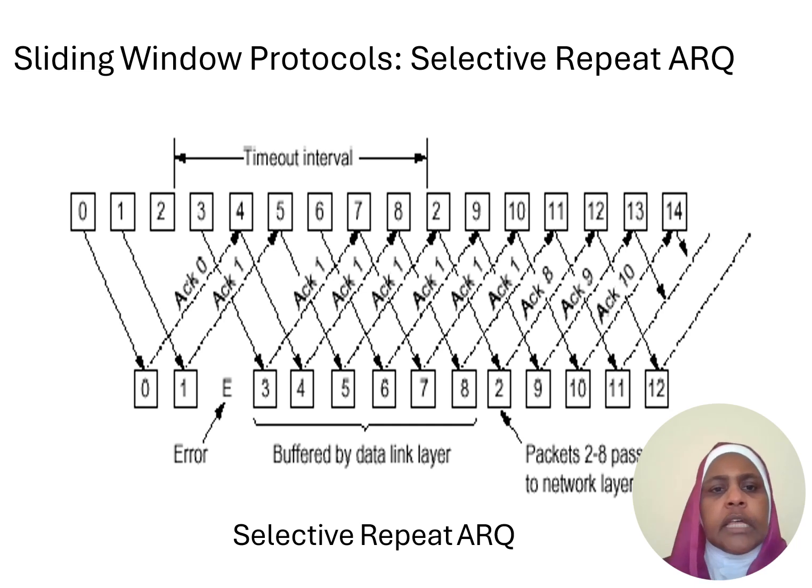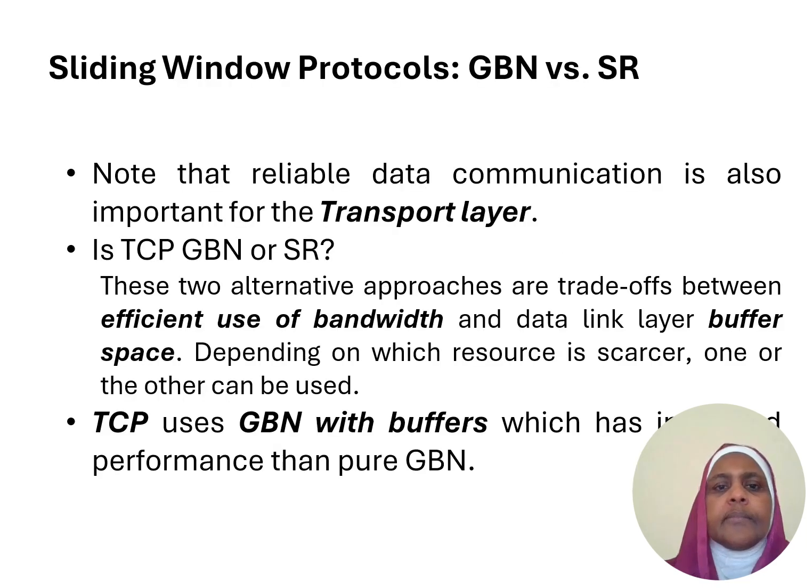As we see here, when frame 2 had an error, all the subsequent frames were buffered until frame 2 was received, and then they will be processed. That means the network layer will receive the packets in the same order they were sent.